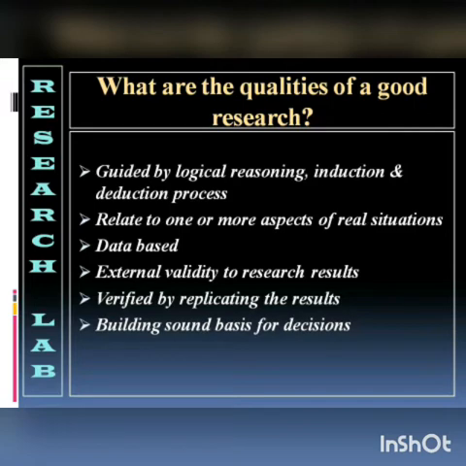What is a good research? A good research must be systematic, that is, structured, specified steps should be involved, and a set of rules to be followed. It should have a logical reasoning or a logical process, and it should be empirical, that is, relate to one or more aspects of a real situation.